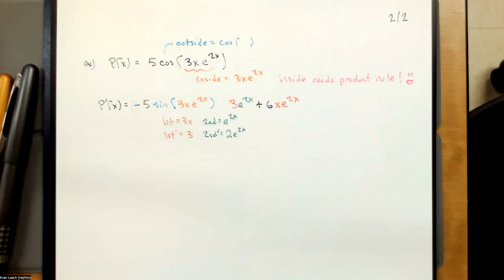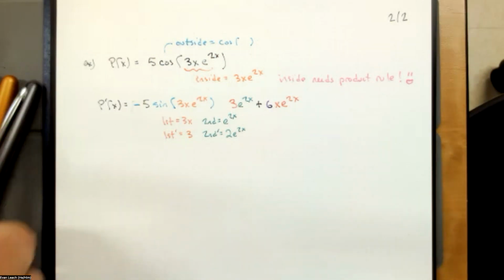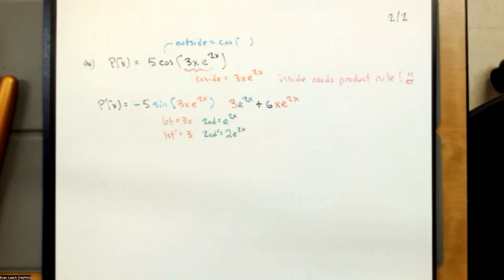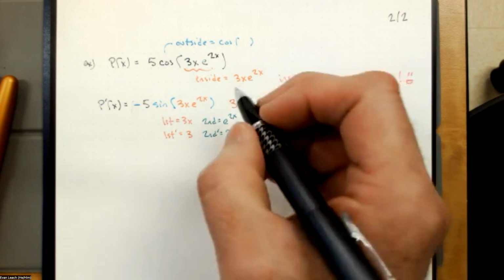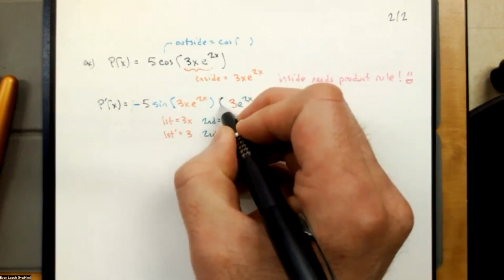The product rule consists of two terms. So what else do I need? Right now, the negative 5 sine is only being multiplied by the 3e to the 2x. And then that last term is just sitting by itself. But I need to multiply this sum by the negative 5 sine. So I need parentheses.